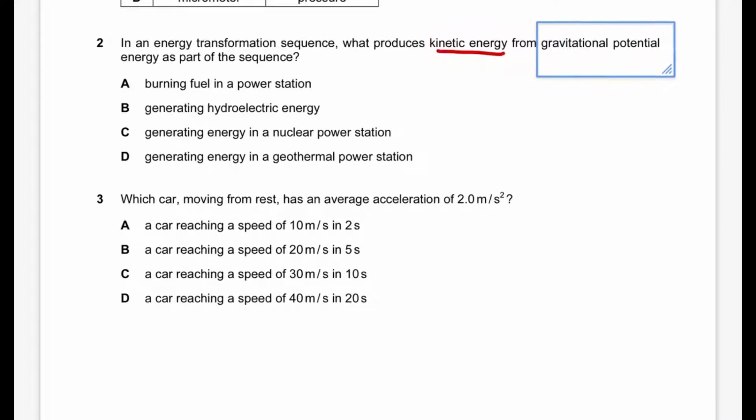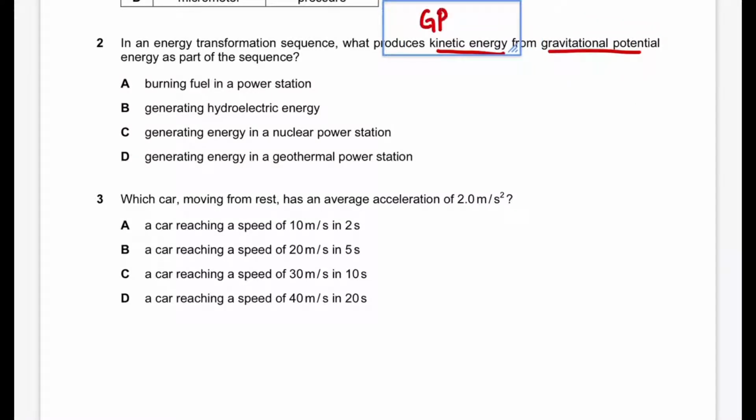It says right here, from gravitational potential energy, let me write down here a short form, gravitational potential energy, to kinetic energy, which is presented as KE. Now we need to match this sequence onto one of the following options right here, A, B, C, D.